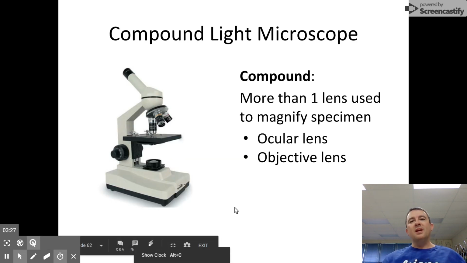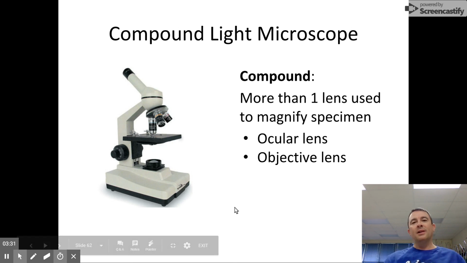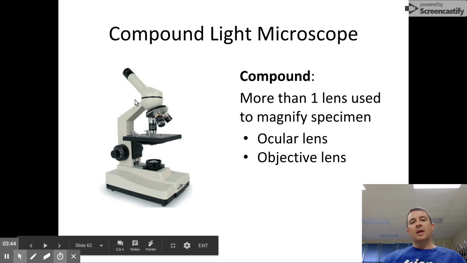All right, shifting gears again, as I bring this introduction to biology to a close, I thought that it was appropriate to discuss a little bit an instrument that's very important in the study of biology. And you're looking at it here. It's called a compound light microscope.